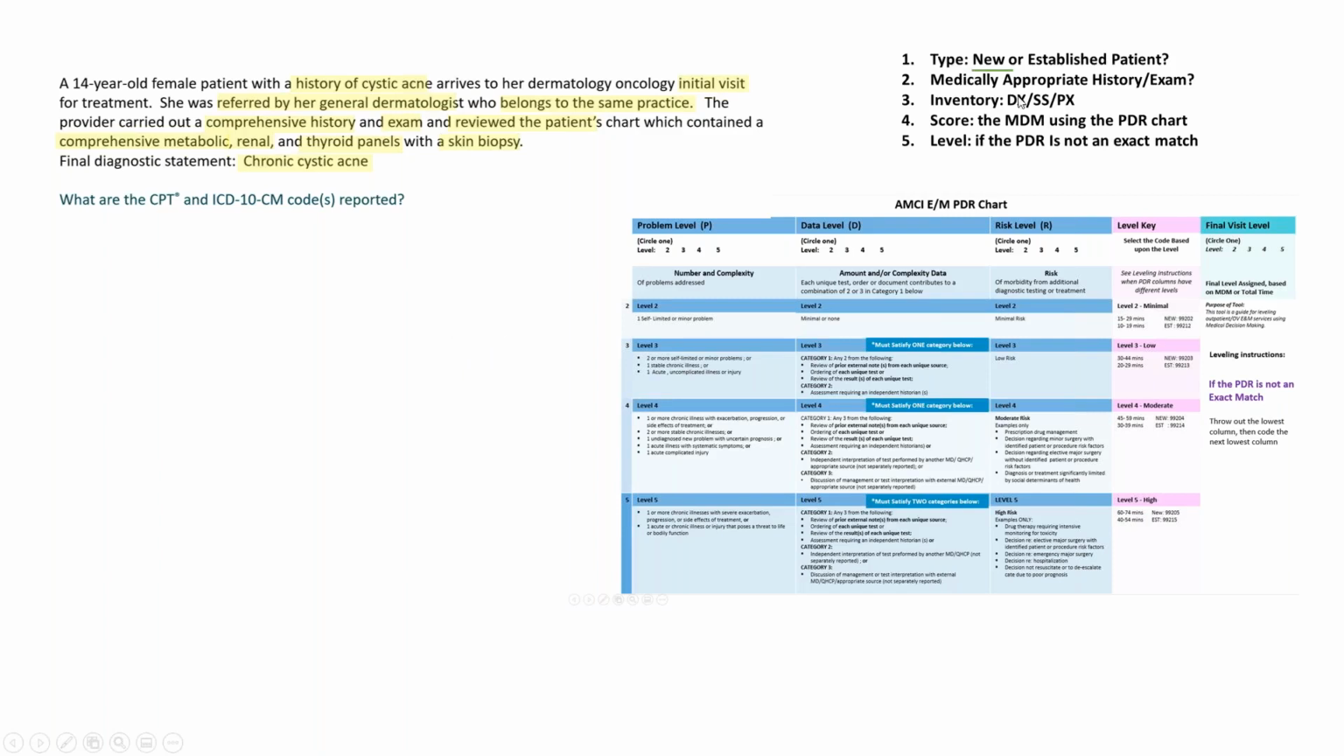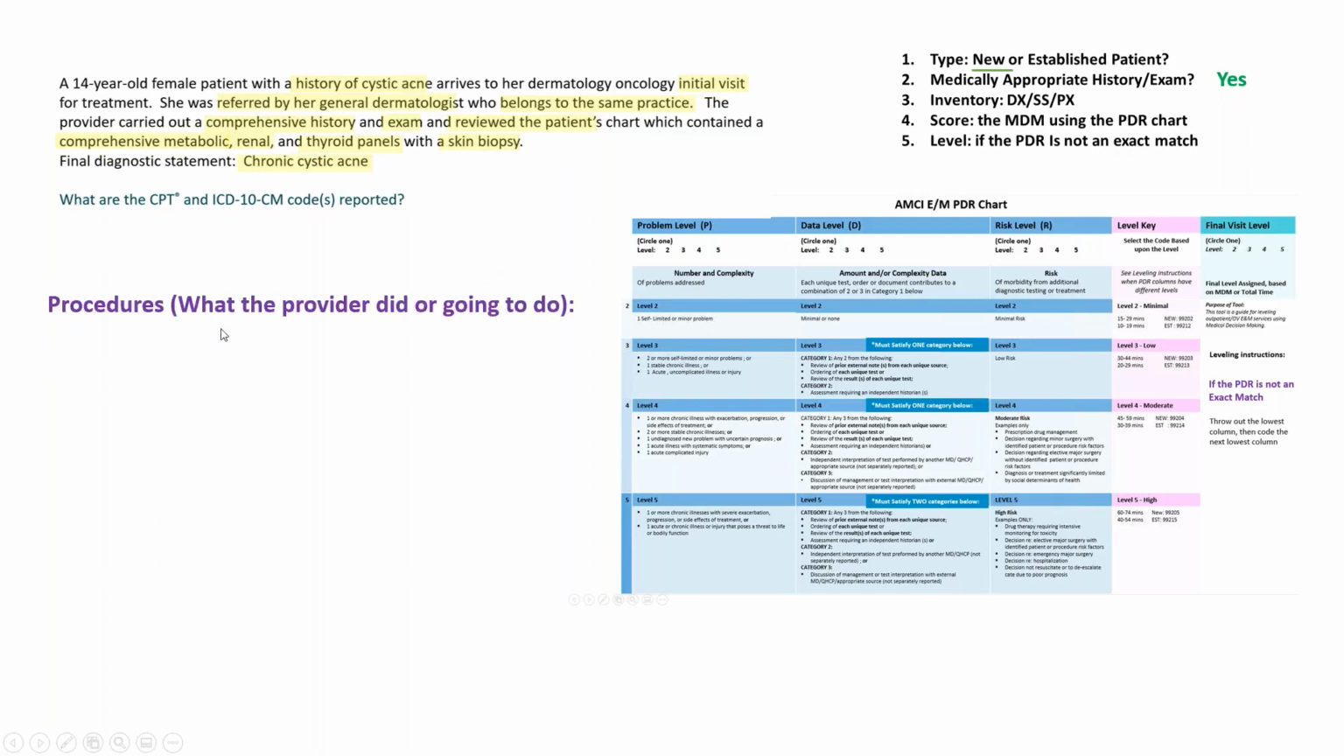Now, did a medically appropriate history and or exam take place? Absolutely. You guys are saying yes. Yes, it says that this patient had a comprehensive exam. Yes, indeed it did. Remember, it is the discretion of the provider. And I don't know any provider that will say a medically inappropriate history and or exam took place. Okay. All right, so let's go ahead and inventory.